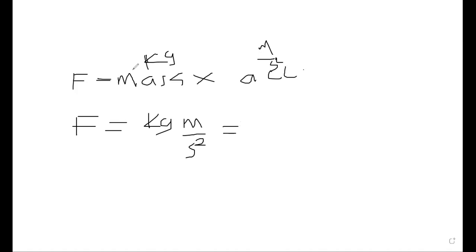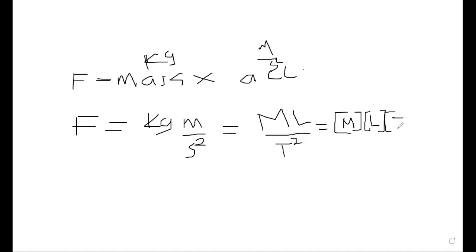So kilogram stands for mass, so we are going to replace it with M. Then meter is length, L, all over seconds squared, this time T squared, which could be written as M L T to the power minus 2, because this one is inverted. So this is the dimension of force.